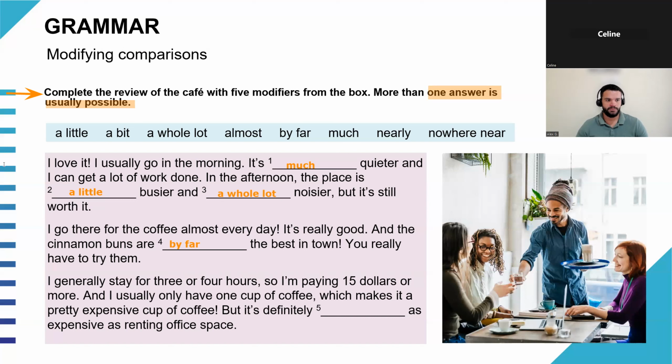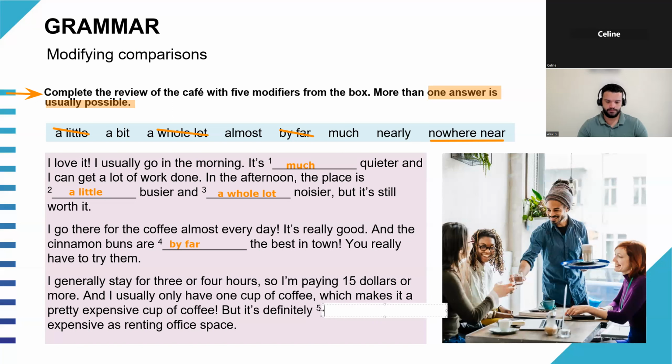So here we can actually do the process of elimination. So we used a little, we used a whole lot more, we used by far. But it's definitely much as, there's a better option, Celine. Maybe I think it's this one, Celine. Nowhere near. When we say nowhere near, it's no tanto como, o no es ni cerca a, as expensive as renting an office space. Okay.